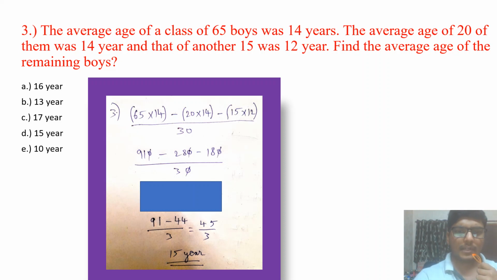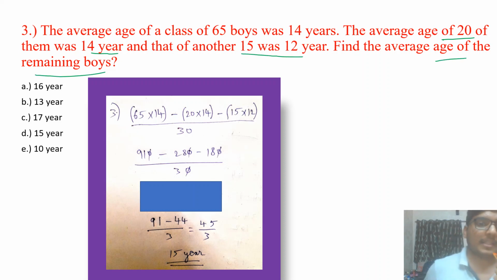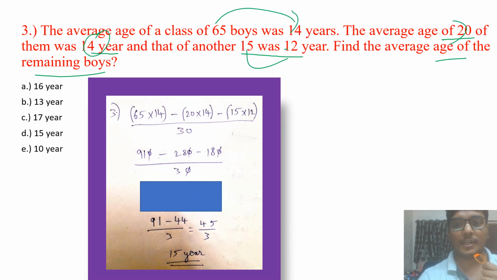The average age of a class of 65 boys was 14 years. The average age of 20 of them was 14 years, and that of another 15 was 12 years. Find the average age of the remaining boys. That means 65 into 14 minus 20 into 14 minus 15 into 12, divided by 30. Why is the denominator 30? Because 65 boys is the total boys.